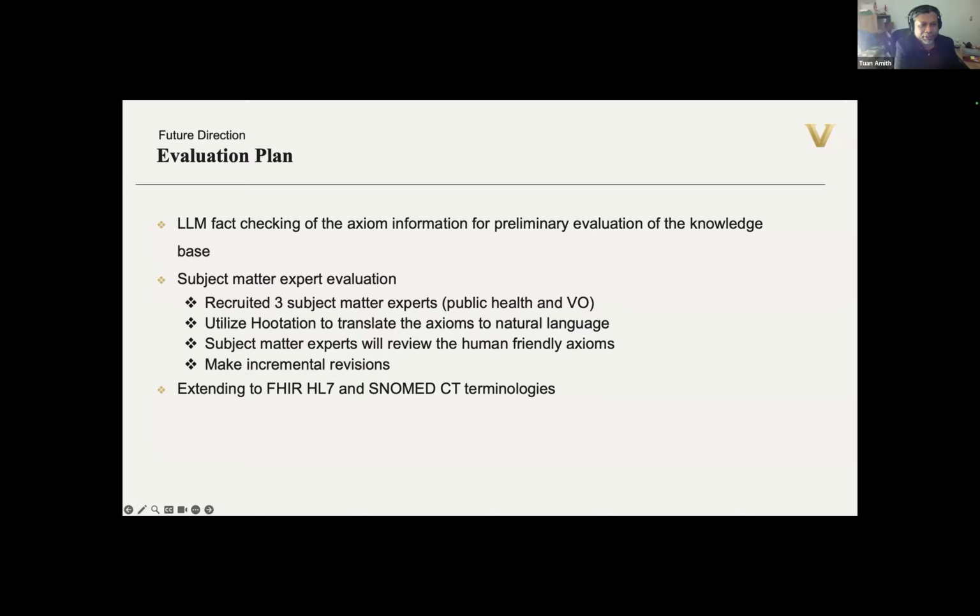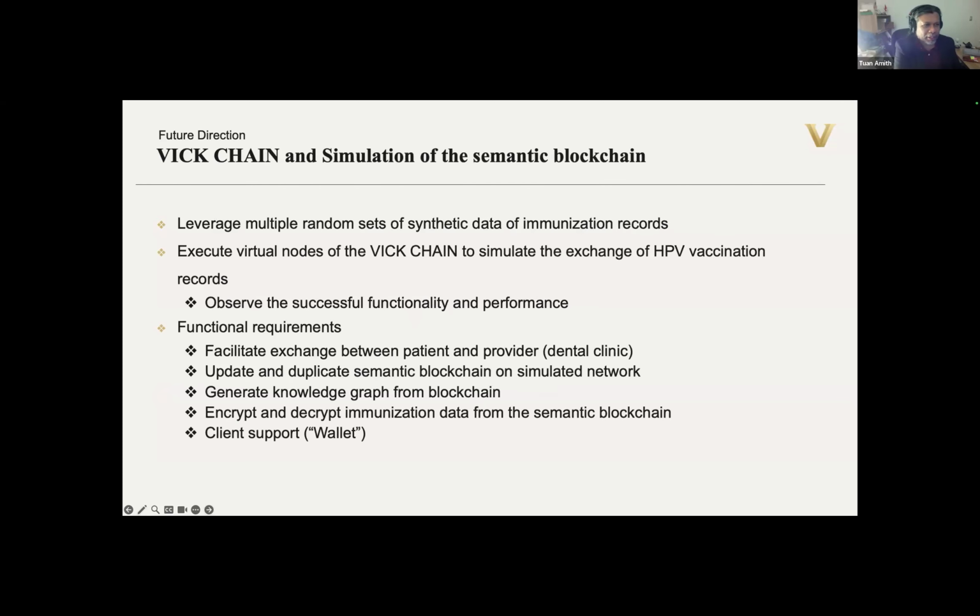As far as I know, there is an RDF format of FHIR HL7 that we're looking into. Earlier for our evaluation, we did use large language models to fact check an early version of this work. But now we're using subject matter experts to validate the knowledge base.